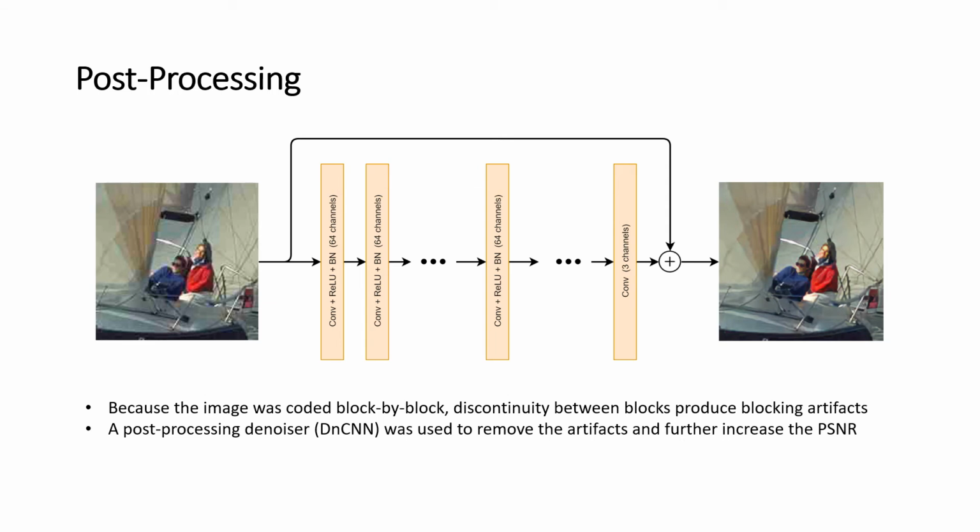Because our images are coded block by block, there are discontinuities between blocks which produce blocking artifacts. To remove these blocking artifacts, we also used a post-processing denoiser, the DnCNN network, to help remove these artifacts and further increase the PSNR.